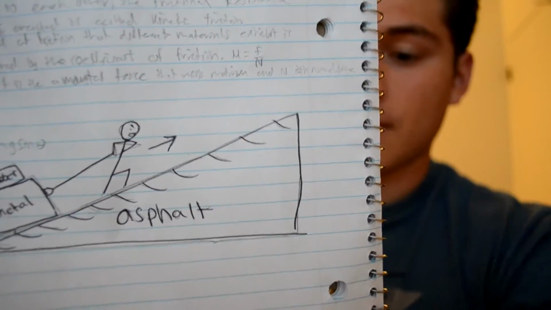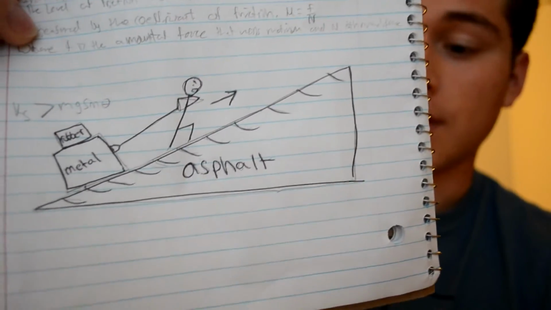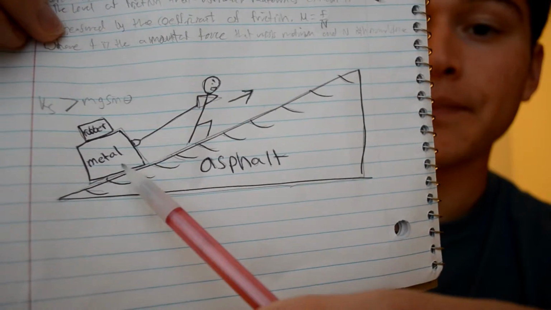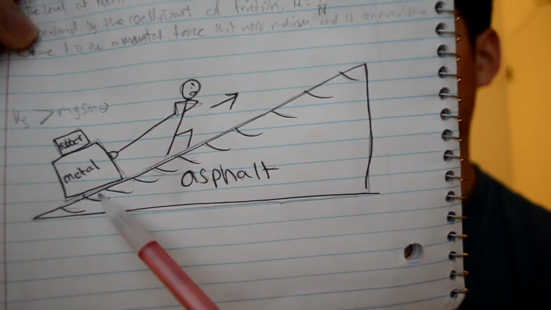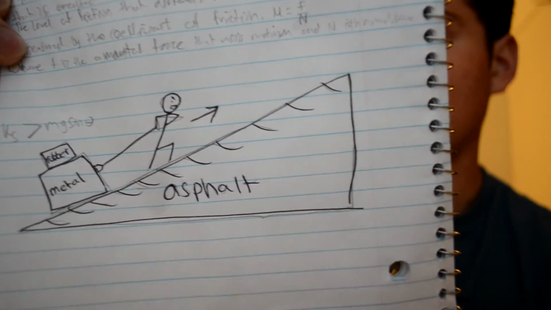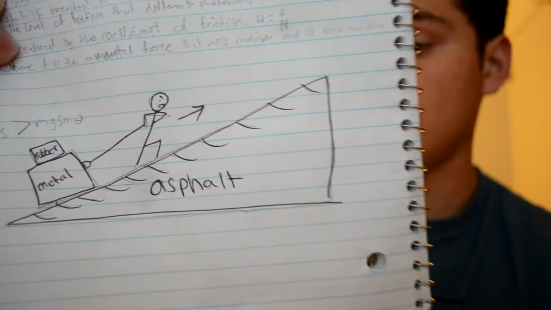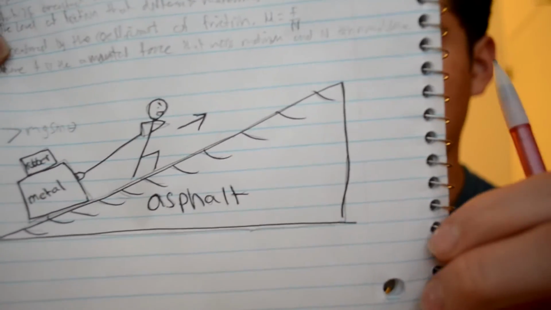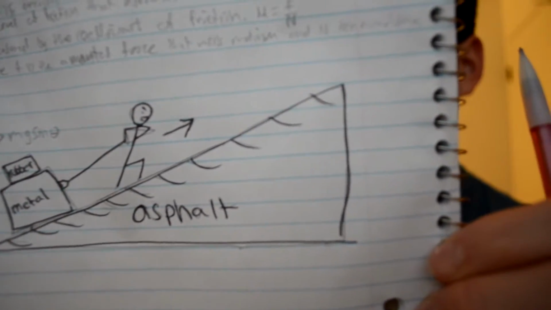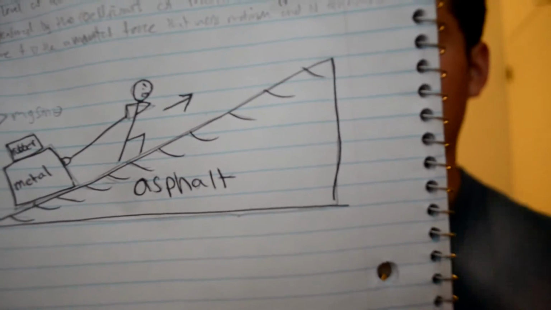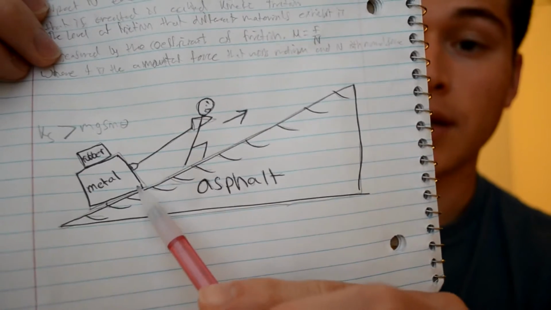So, in the example drawing, we have a man pulling a metal block with a rubber block on it moving along with it up an asphalt incline. As the man pulls the block upward, he has to overcome the force of gravity on the block, as well as the kinetic friction between the asphalt and the metal block.